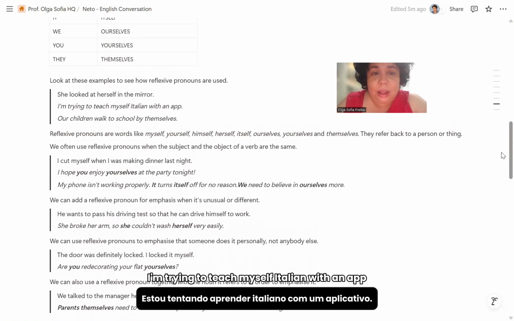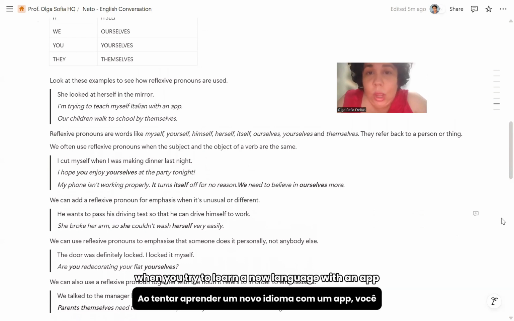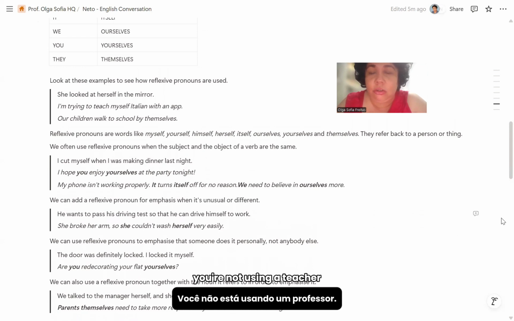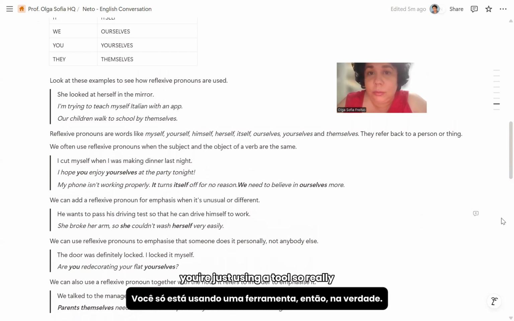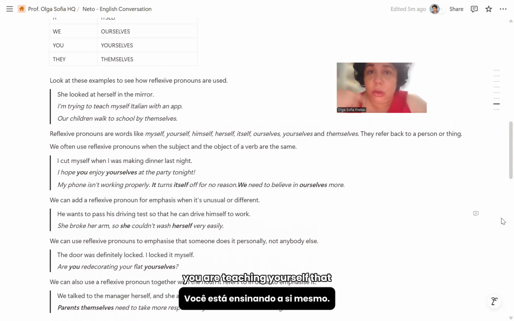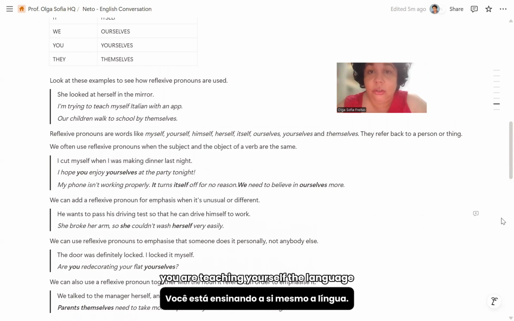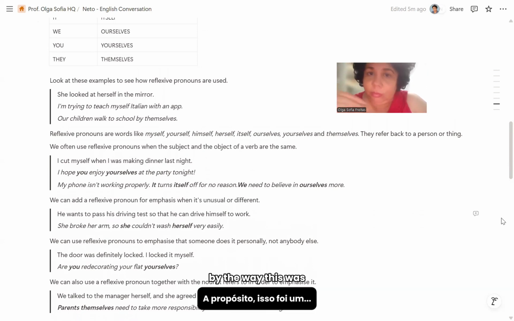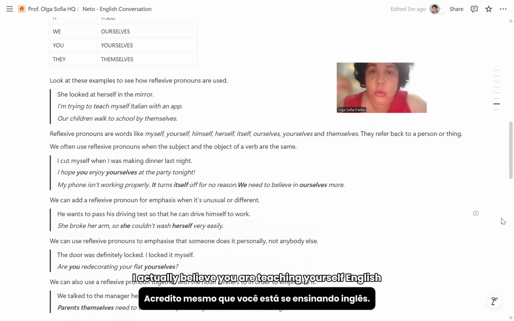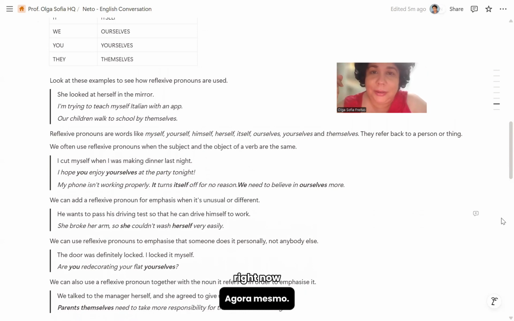I'm trying to teach myself Italian with an app. When you try to learn a new language with an app, you're not using a teacher, you're just using a tool. So really, you are teaching yourself, right? You are teaching yourself the language. By the way, this is what I actually believe. You are teaching yourself English right now.